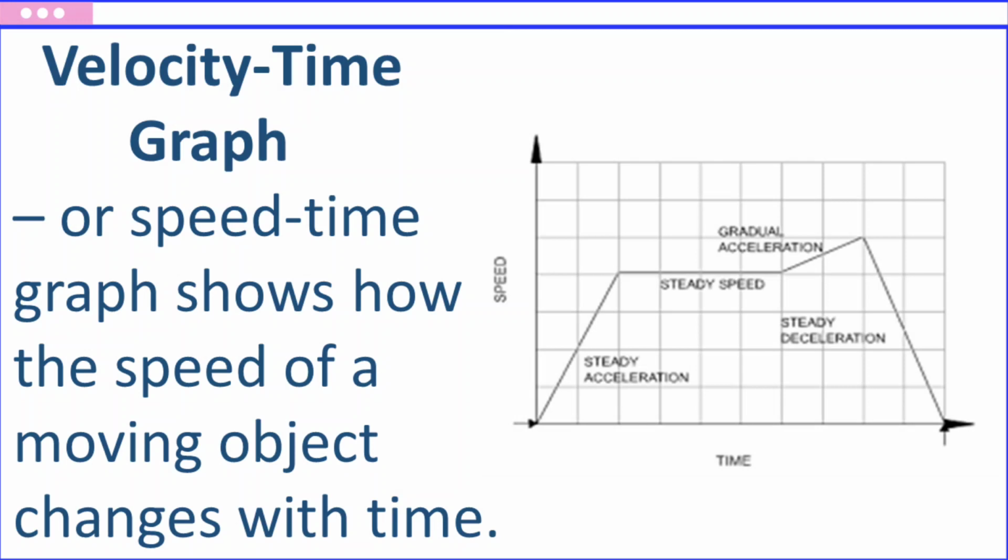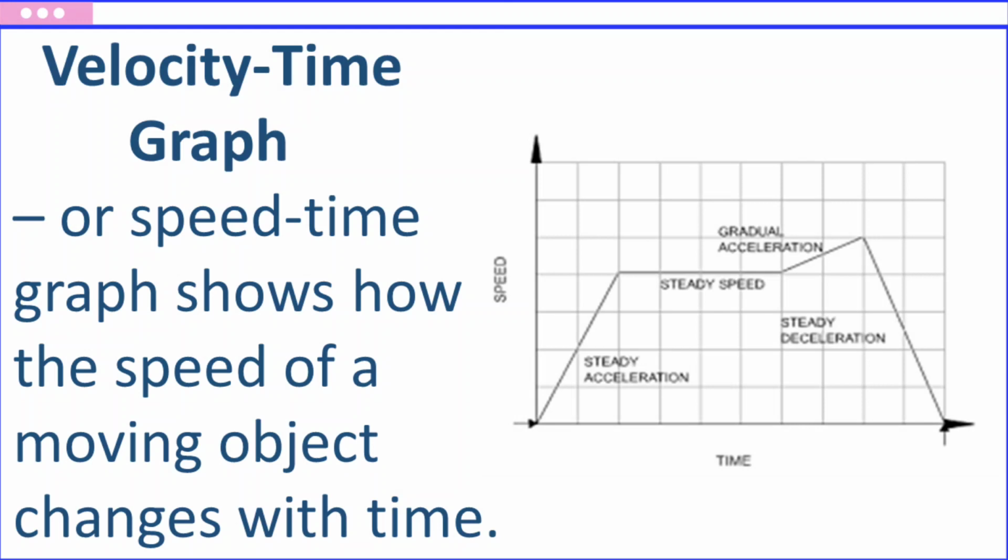Second ay velocity time graph or speed time graph din. It shows how the speed of a moving object changes over time. Time is again plotted on the x-axis while speed or the velocity is plotted on the y-axis. By interpreting the graph given sa screen natin, take note of the following.